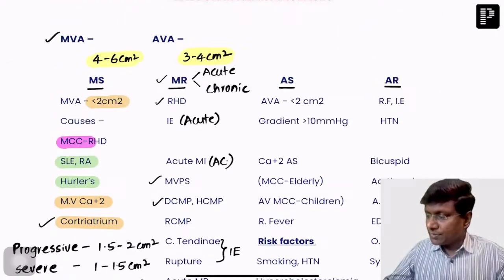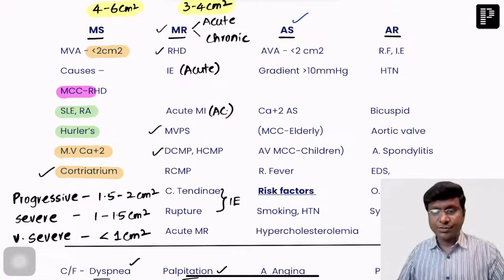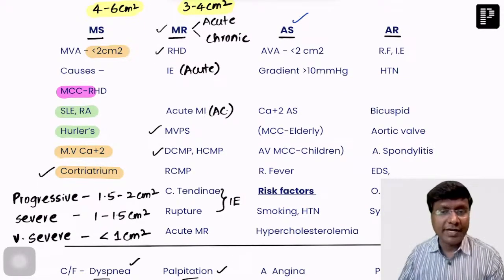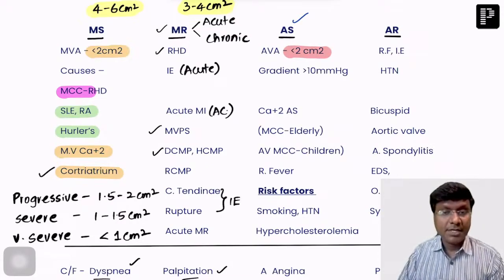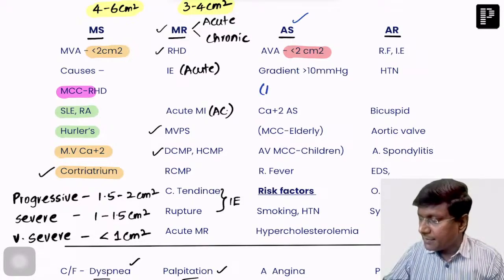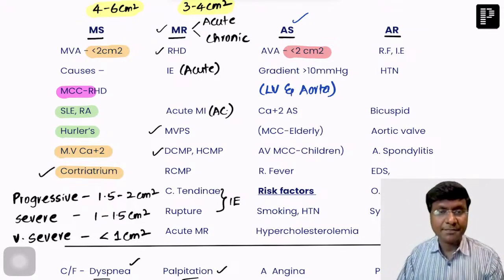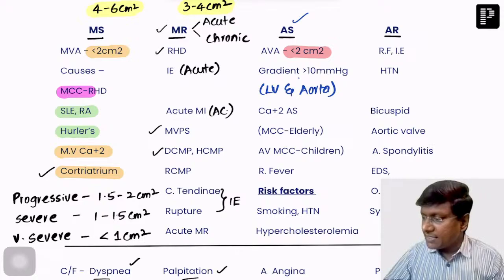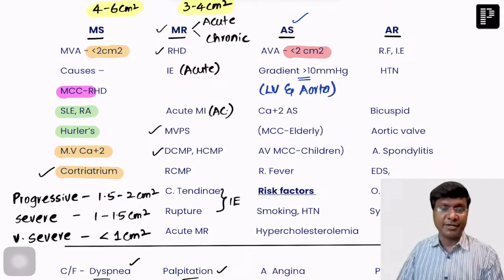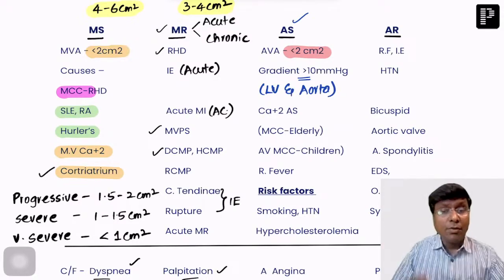Next, coming to the AS, that is aortic stenosis. When do you call it aortic stenosis? When the valve area is reduced to less than 2 centimeters square. Normally, how much is the gradient between the LV and aorta? Normally, the gradient between LV and aorta is less than 10 millimeters of mercury. But in patients with AS, the gradient will be increased to more than 10 millimeters of mercury.